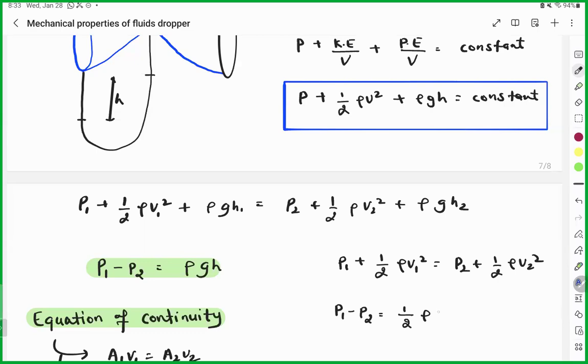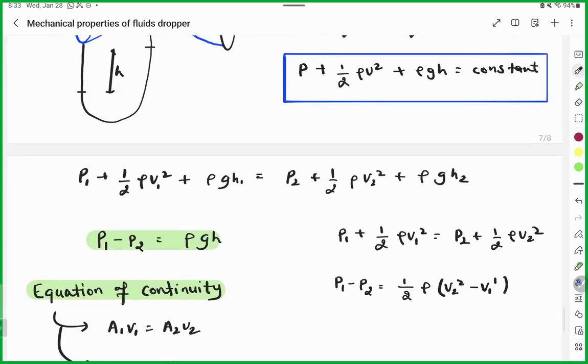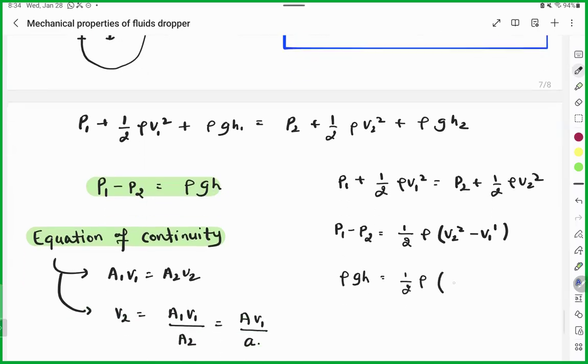Okay. So this will be V2 square minus V1 square. Make sense, guys? And I told you P1 minus P2 will be equal to rho g h, equal to half rho (V2 square minus V1 square). What will be the V2 value in this case? Using the equation of continuity, V2 is A V1 divided by the square root of A whole square minus a square.